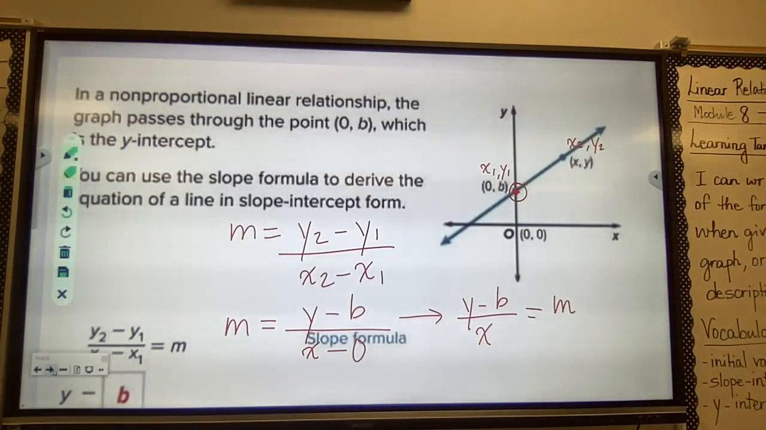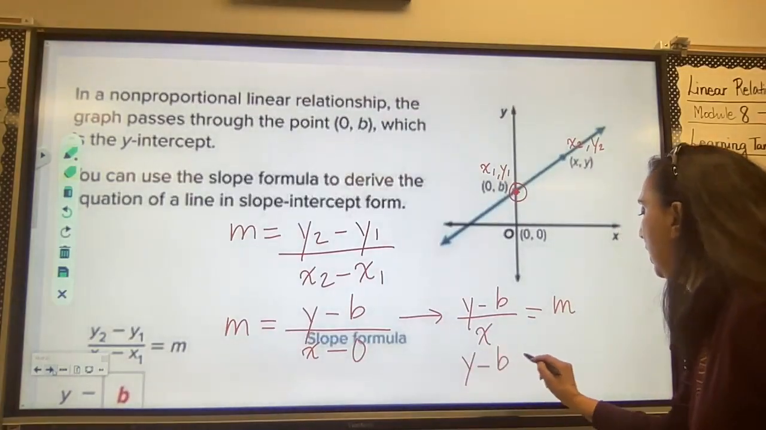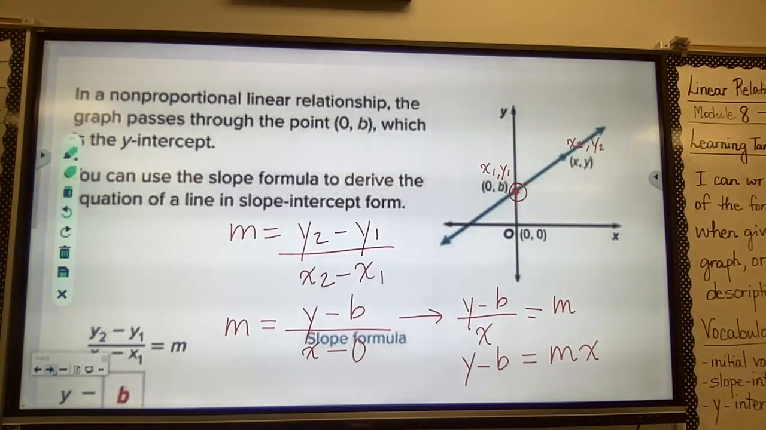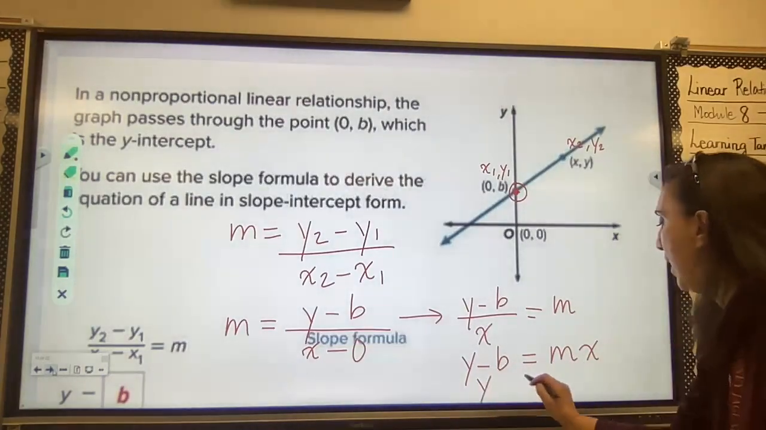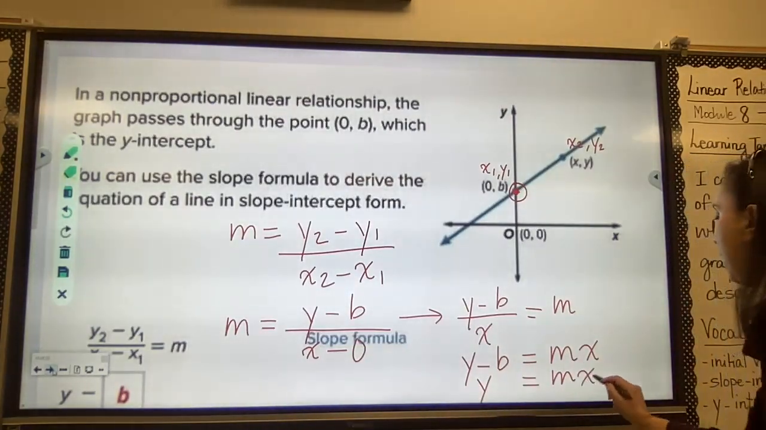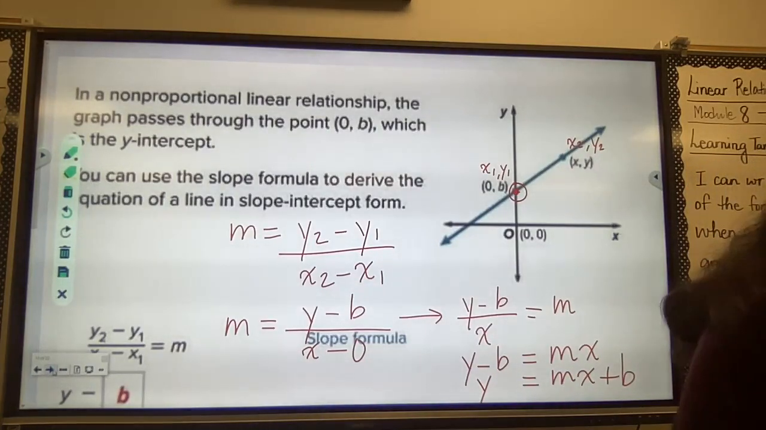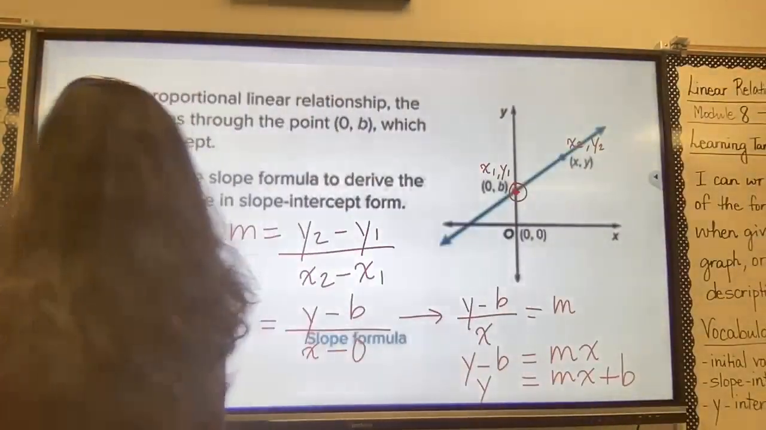And then I am going to simplify, and I am going to use the multiplication property of equality. This is y - b = mx. And then I am just going to use the addition property of equality, plus b on both sides. So y = mx + b. Right? So this is how we derive that. Now, let's do an example.